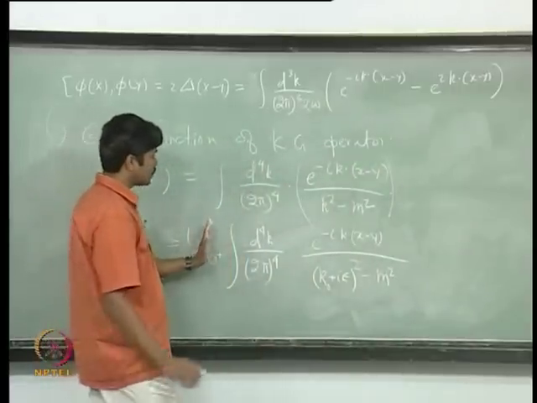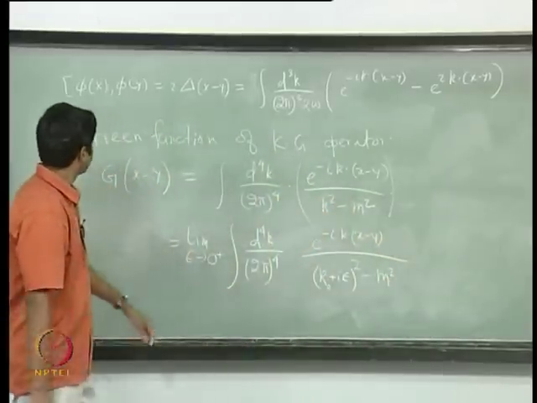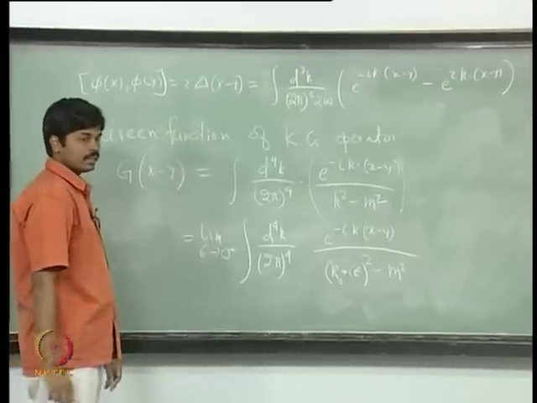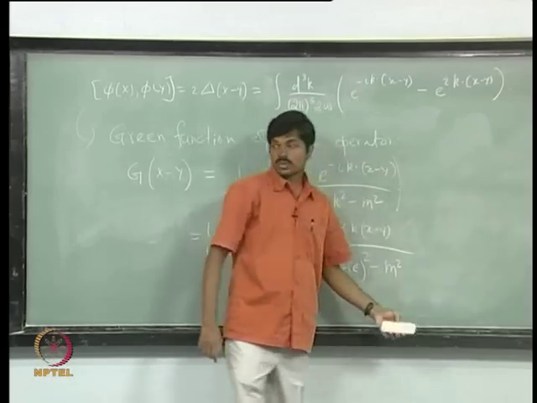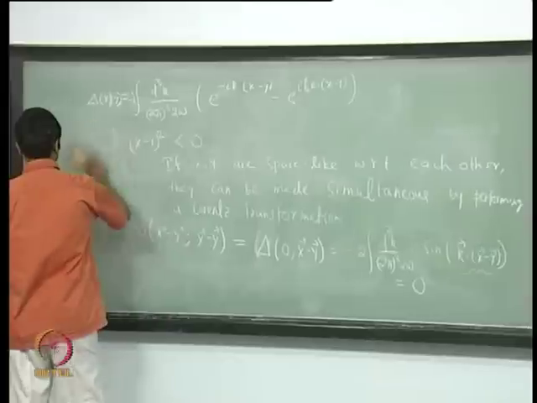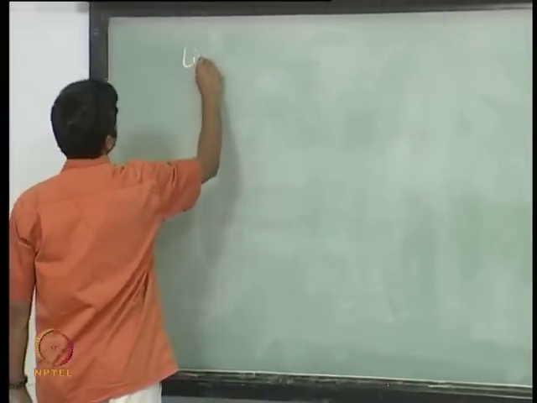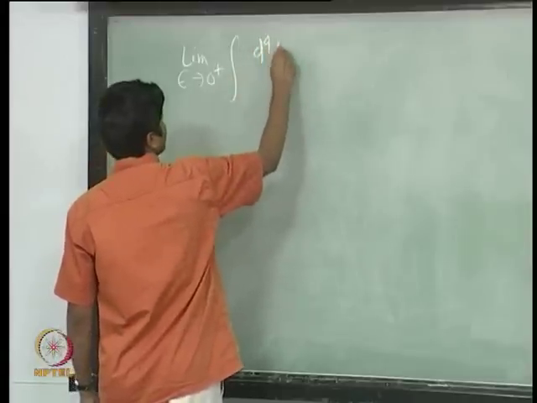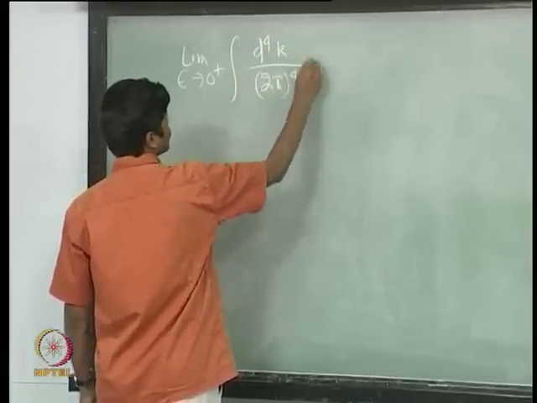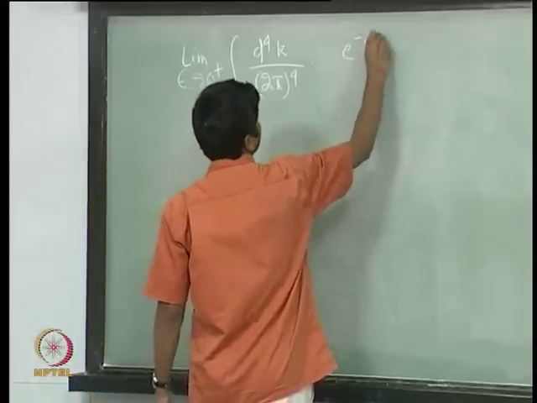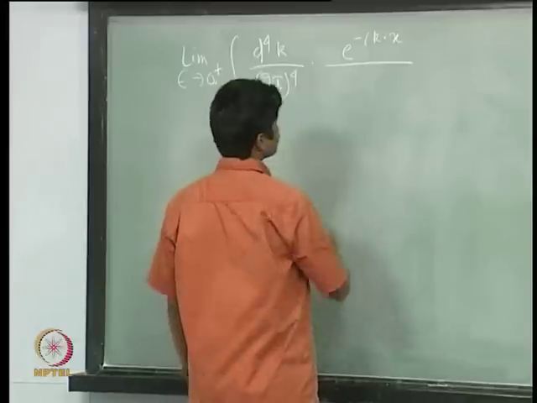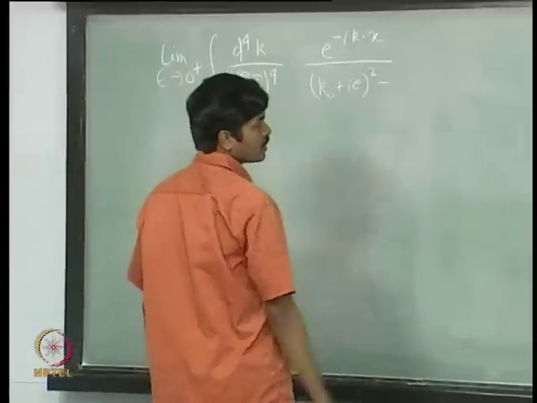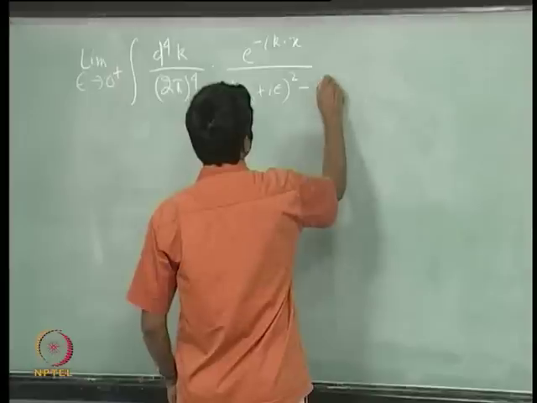What we can do is evaluate this integration here, and this will be equal to the commutator of phi of x and phi of y under certain conditions. So, let us see that. Let us consider this integration, the limit epsilon tends to 0 plus of the integral d4k over (2 pi) to the 4th, e to the power minus i k dot x, divided by (k0 plus i epsilon) square minus omega square.